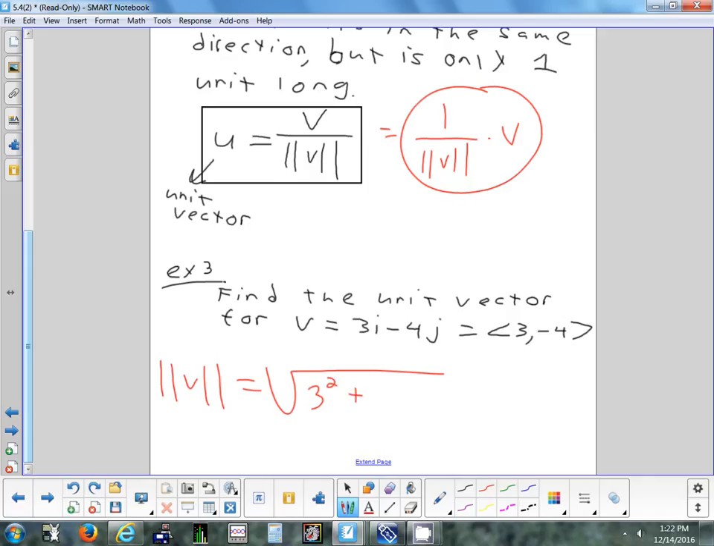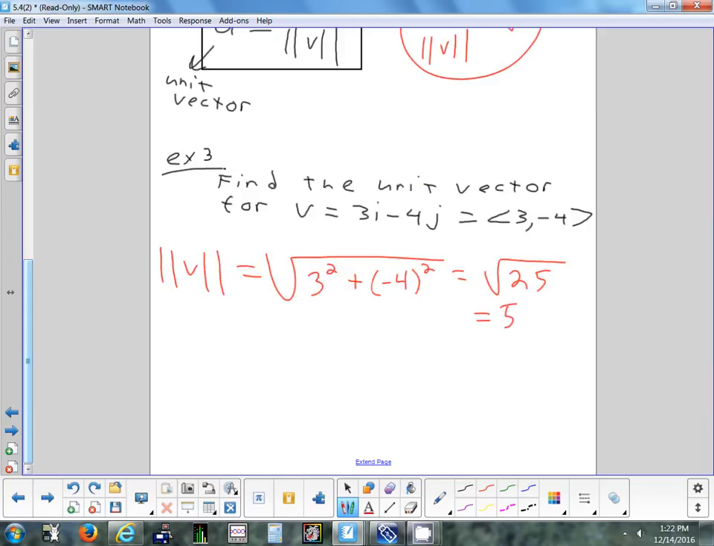3 squared and -4 squared. Okay, what's 3 squared? -4 squared. And if you add 9 and 16? So how long is this vector? 5. So is it a unit vector? No. But now we know what to scale it by because it's 5 units long.